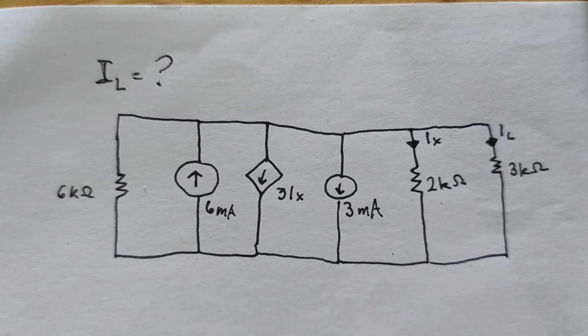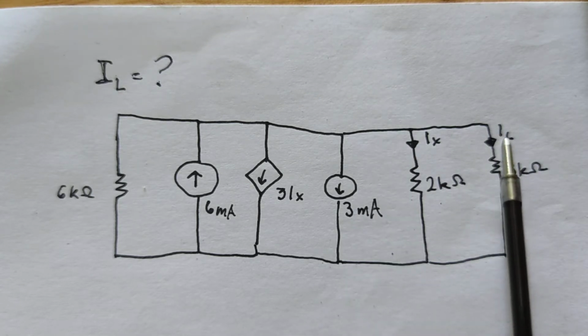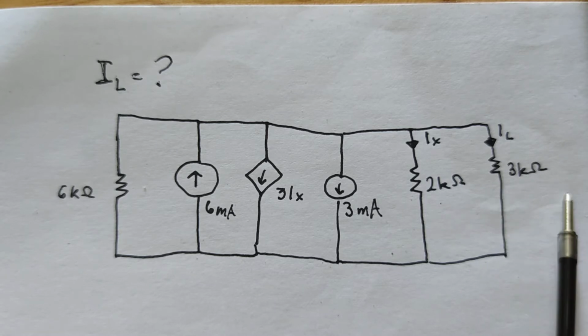Hello again, and I'll be discussing my solution for number 3 of problem set number 2. In number 3, we're asked to find the current IL, which is the current that goes through this resistor.